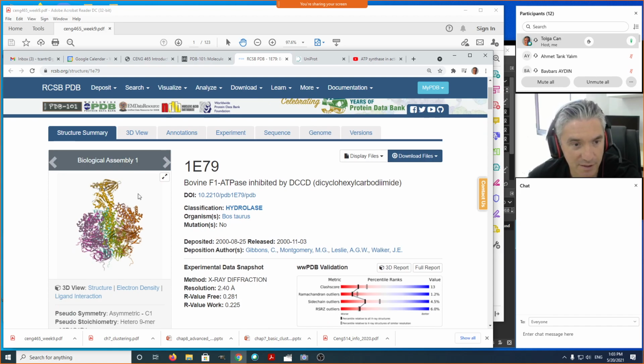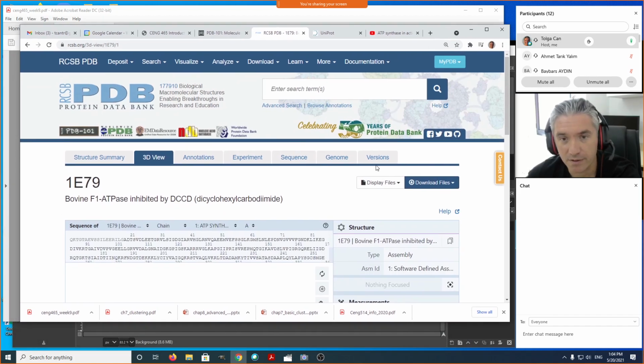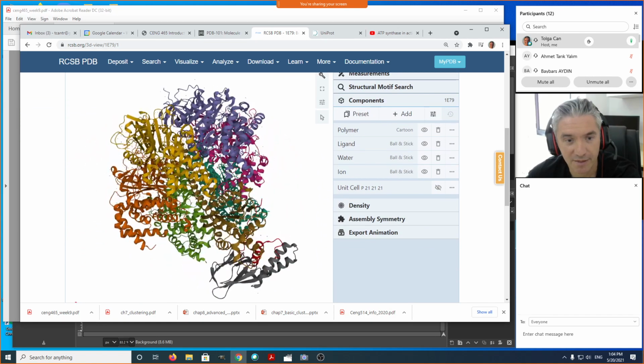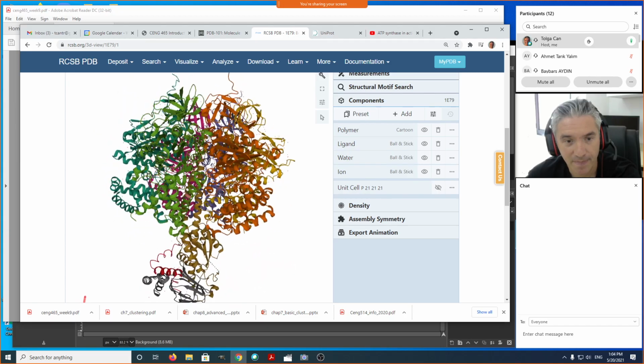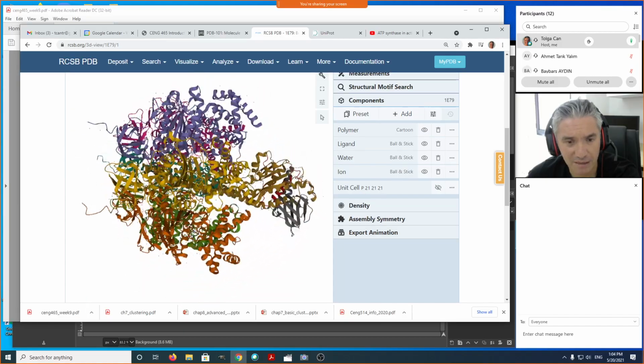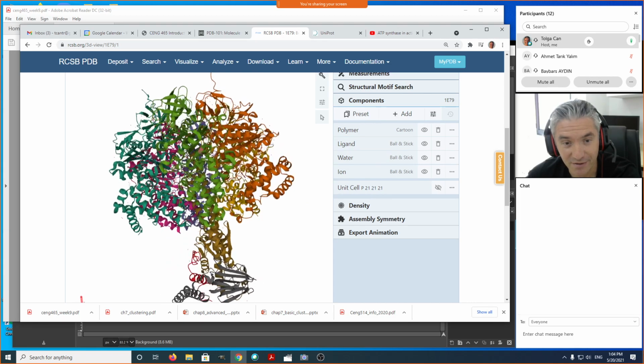If you look at this, the biological assembly of 1E79 is the bovine F1 ATPase inhibited by DCCD. I don't know what that is, but you can look at the three-dimensional view interactively, with the help of web technologies, on our web browser. Look at this. So this is that protein structure. This is the cartoon representation. The way we visualize this is basically an artistic drawing.